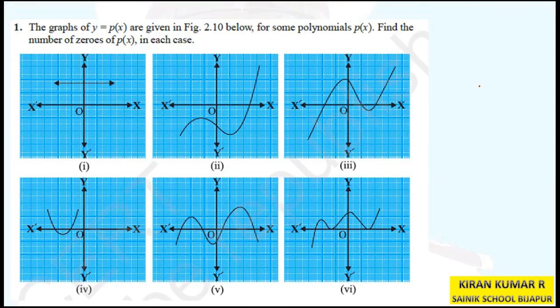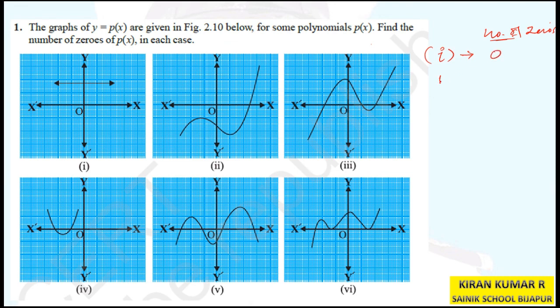Now you are in a position to answer this question. The graphs of y is equal to p of x are given in the below figure for some polynomials p of x. Find the number of zeros of the polynomial p of x in each case. Look at the first figure. Let me write it here. In the first figure, how many zeros are there? Number of zeros: there is no zero of the polynomial.